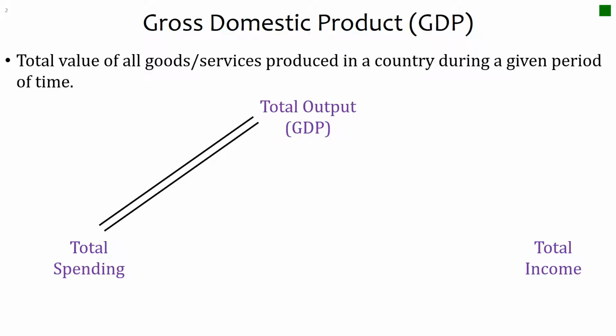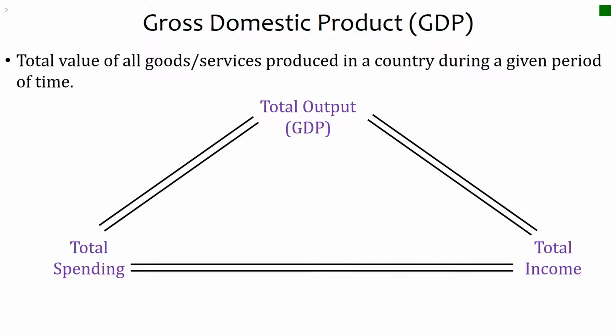So total output is the same as total spending, and it's the same as total income, and total income is the same as total spending. So there is a triangle that we have. Let me just explain why we have this kind of equality or identity. It's quite intuitive, actually. Think of a restaurant. In a restaurant, you have the chef, you have the waiter, you have the owner. Where does the income of these people come from? It comes from people who go and dine there, right?